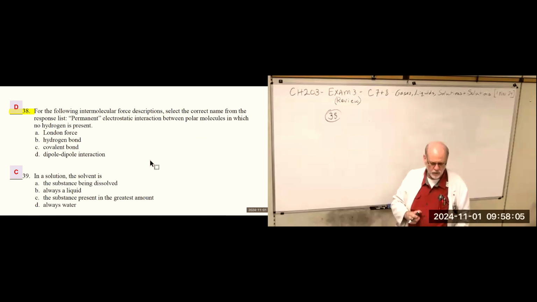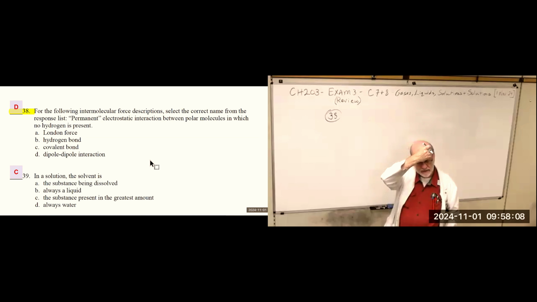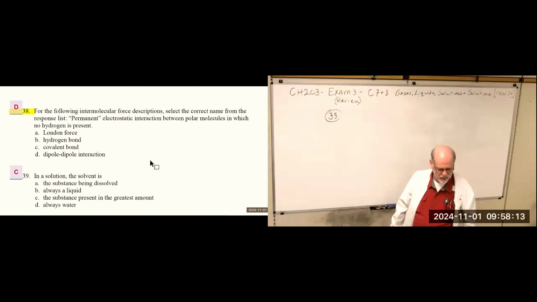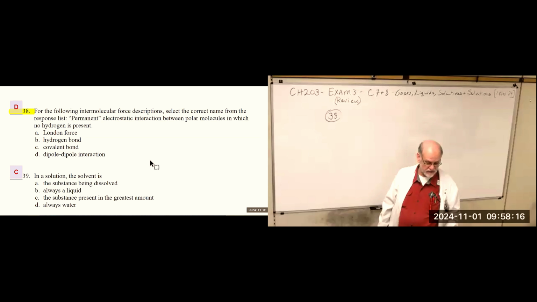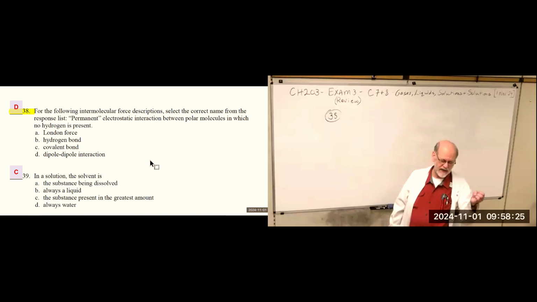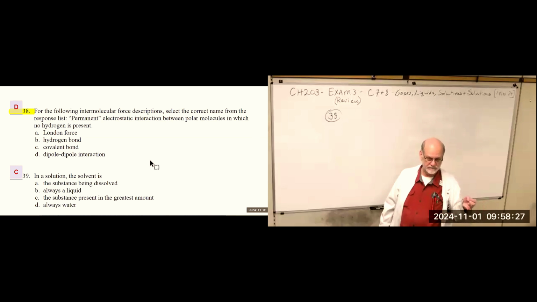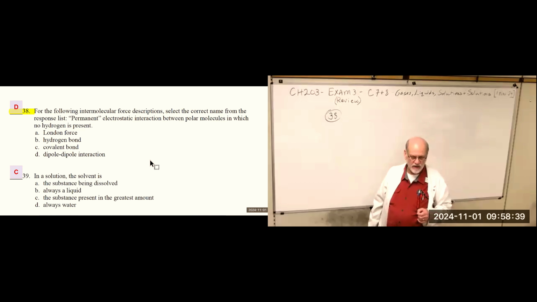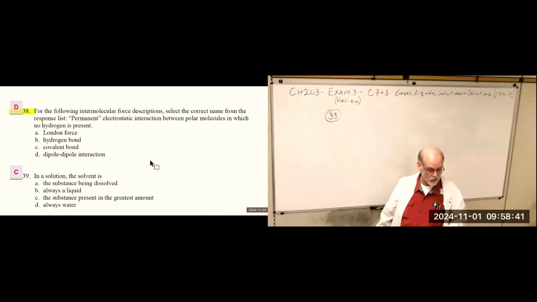For the following intermolecular force descriptions, select the correct name for the response from the response list. Okay, so which one of these is permanent electrostatic interaction between polar molecules in which no hydrogen is present? Okay, if it's permanent, it's either ionic or dipole or a combination. Right? It's not London, no hydrogen present, so it's not hydrogen bonding. It's not a covalent bond, right? Covalent bonds are sharing electrons. So D, the dipole-dipole interaction, is the only one that fits.